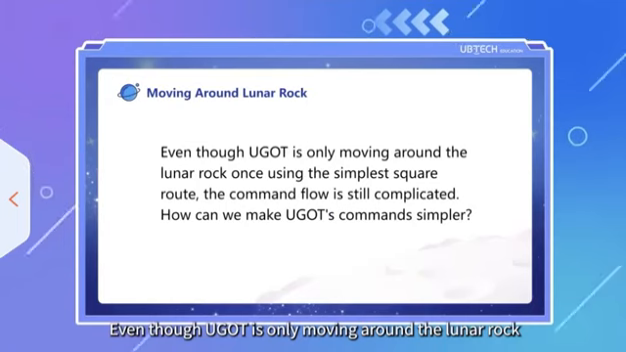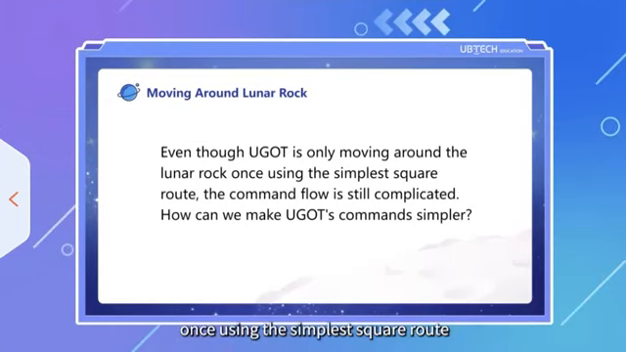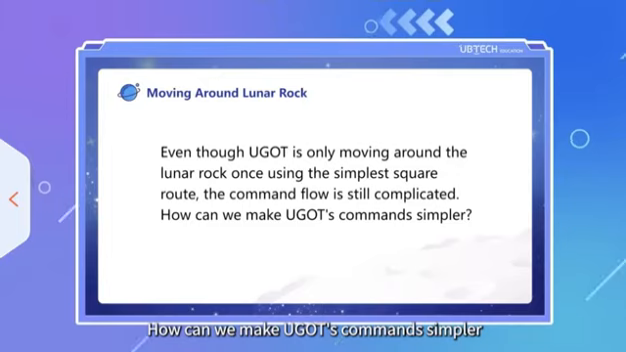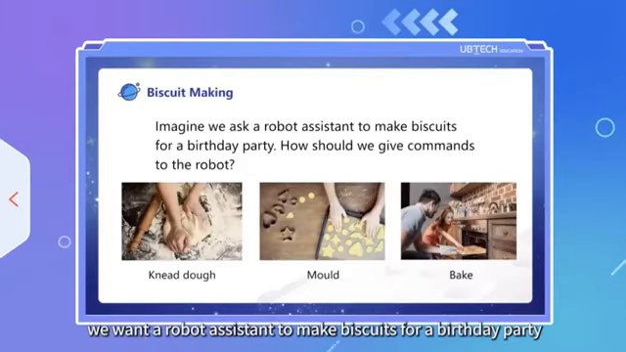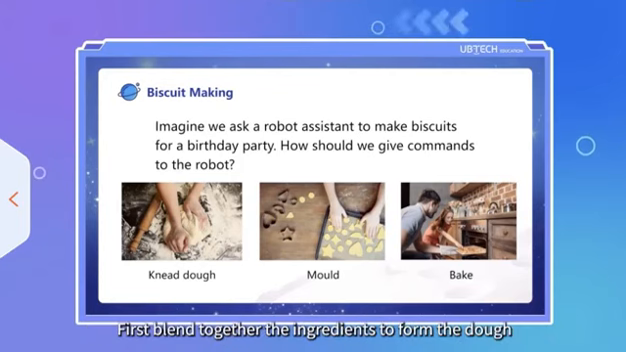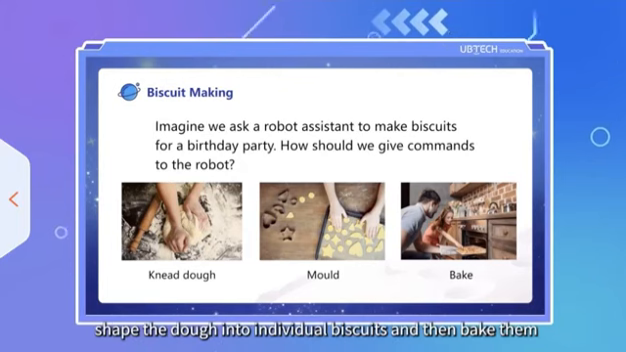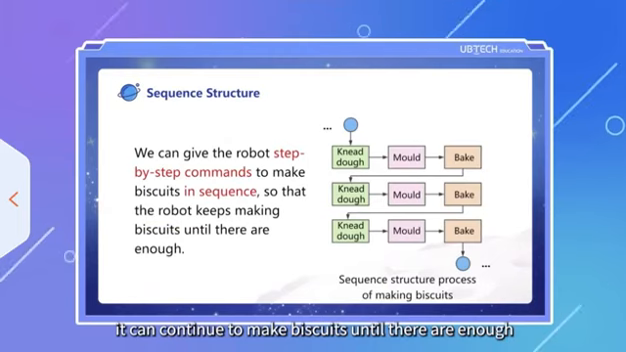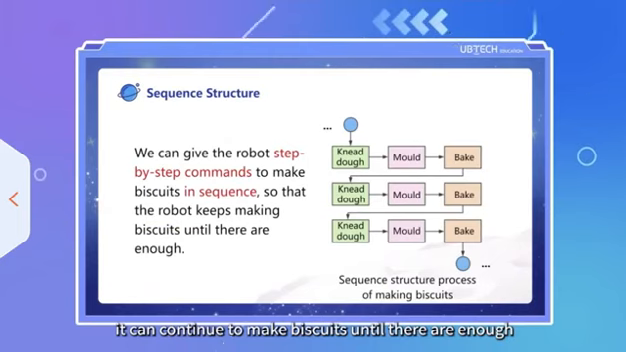Even though uGot is only moving around the lunar rock once using the simplest square route, the command flow is still complicated. How can we make uGot's commands simpler? Imagine that we want a robot assistant to make biscuits for a birthday party. How should we give the commands? That's right. First, blend together the ingredients to form the dough. Next, shape the dough into individual biscuits and then bake them. By giving the robot step-by-step commands, it can continue to make biscuits until there are enough.